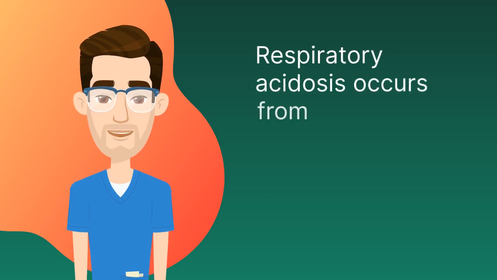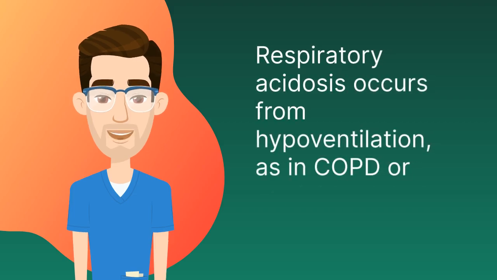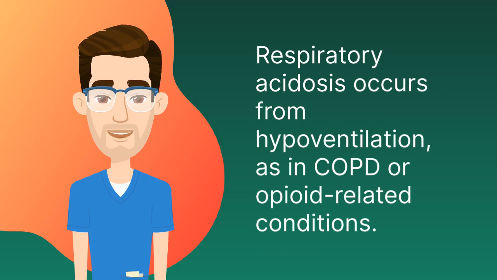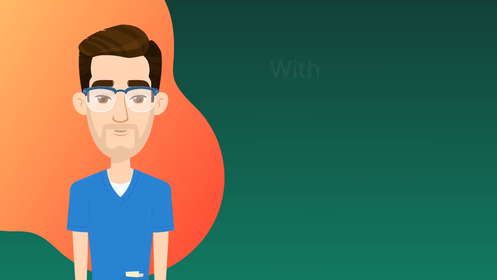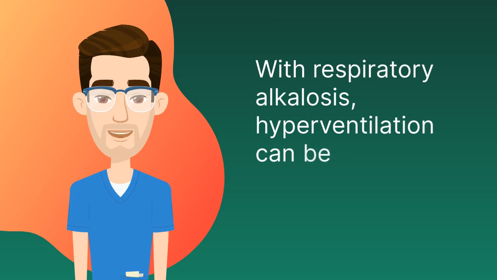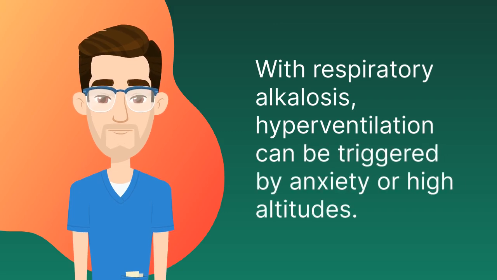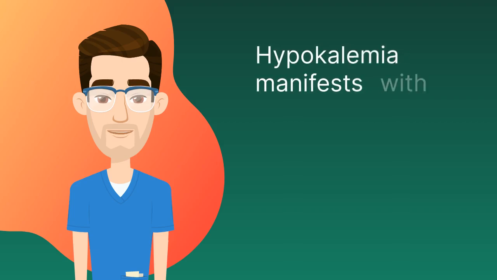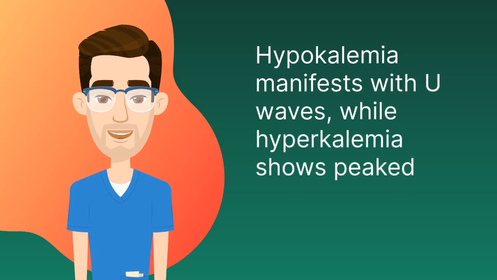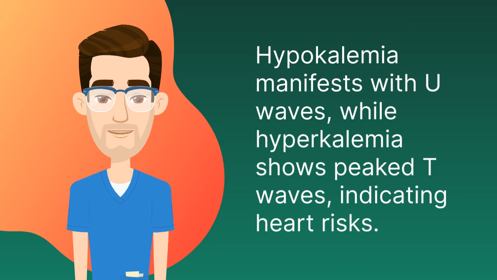Respiratory acidosis occurs from hypoventilation, as in COPD or opioid-related conditions. With respiratory alkalosis, hyperventilation can be triggered by anxiety or high altitudes. Hypokalemia manifests with U waves, while hyperkalemia shows peaked T waves, indicating heart risks.